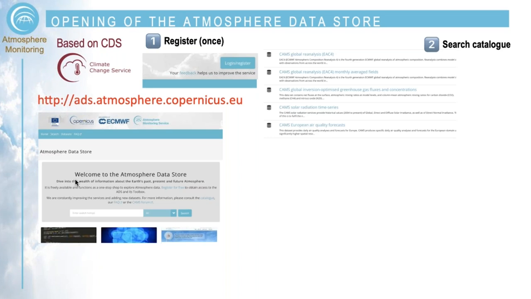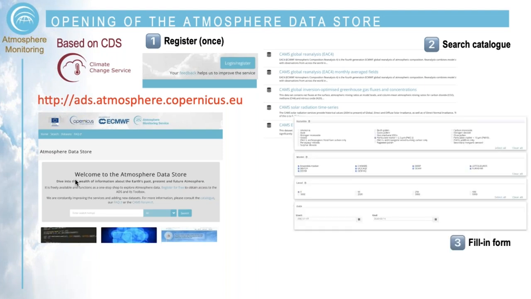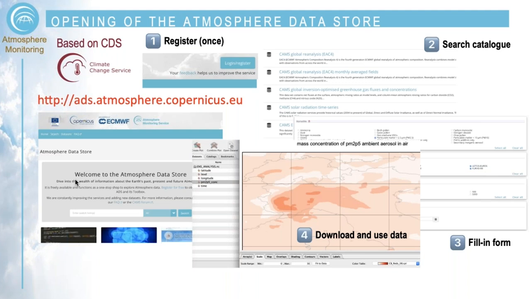When you're inside the data store, you can then search the catalog. So you can find all the data sets that are currently published through a page that looks like this. And then when you've chosen the data you want to use, you then just basically go through check boxes to tick the parameters that you want, which levels, which date range that you want data for. And then you can download this data as .cdf files, and you can use the data.